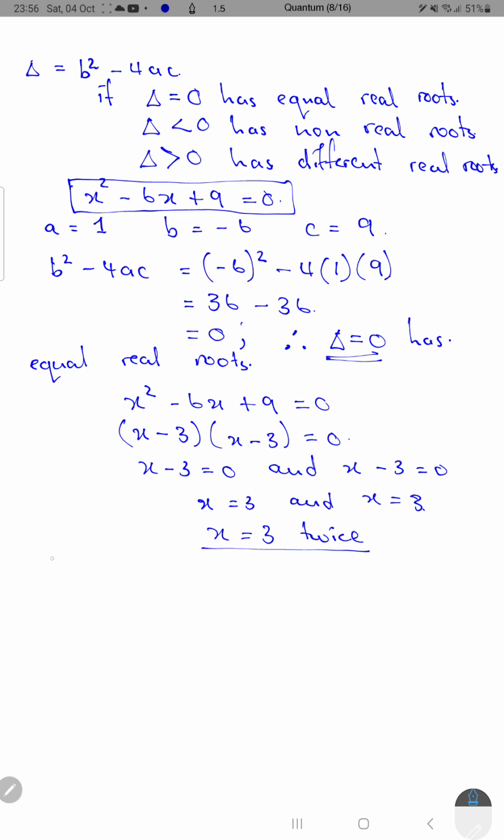So all the roots are going to be x equals minus 2 and x equals 3 twice.